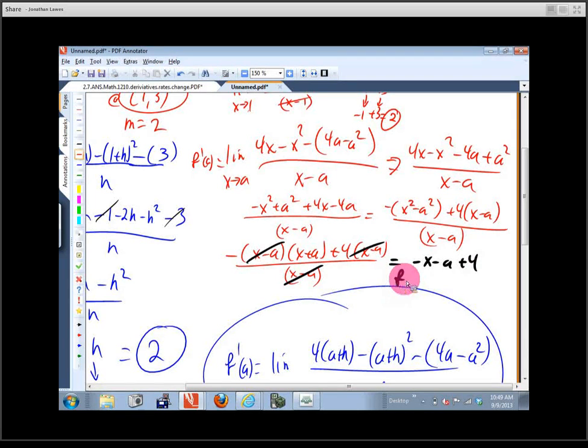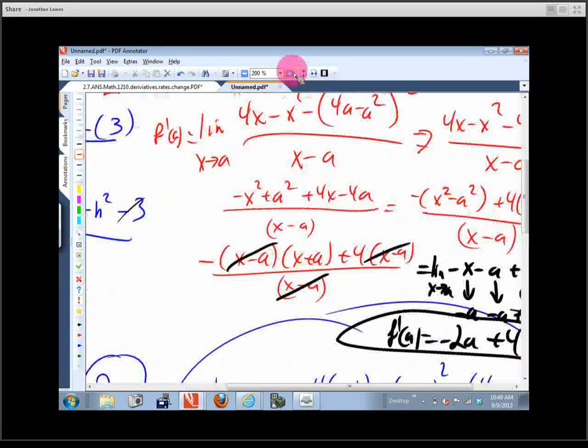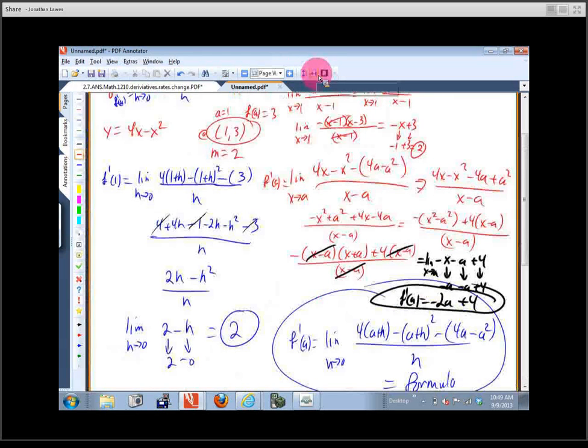And we're taking the limit as x goes to what? So that goes to negative a, and that's plus 4. So what's my little formula here? Negative 2a plus 4. Now, what was the point of interest on this particular problem? It was a 1. What happens if you plug in a 1? You get a 2. You get the same answer.